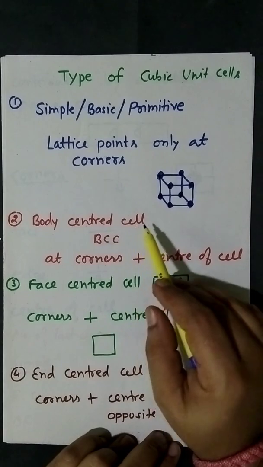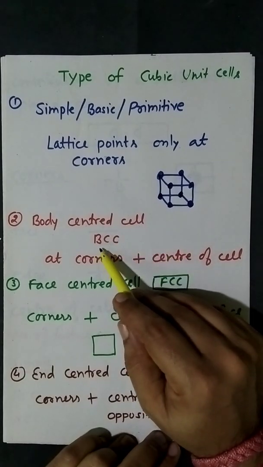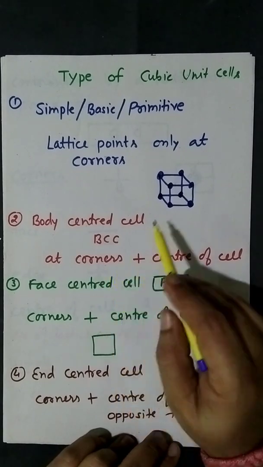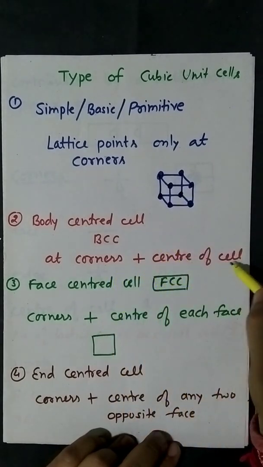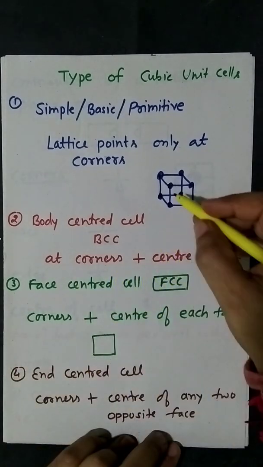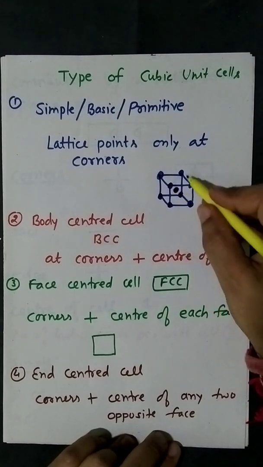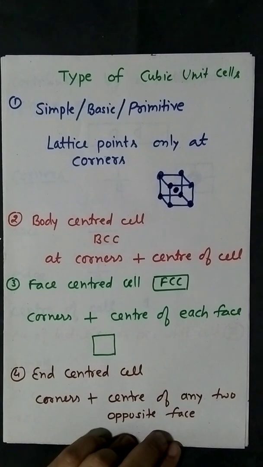Second is body centered cell. It is in short known as BCC. Here lattice points are at corners like this, plus the center of the cell. So there is one lattice point placed at the center of the unit cell in addition to lattice points placed at corners.